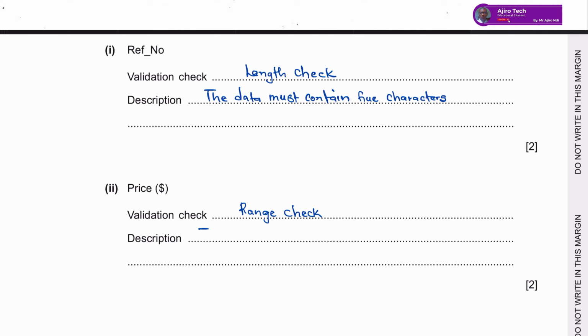Okay, so the price must be in the range of $10 to $100. Let me put dollars there.